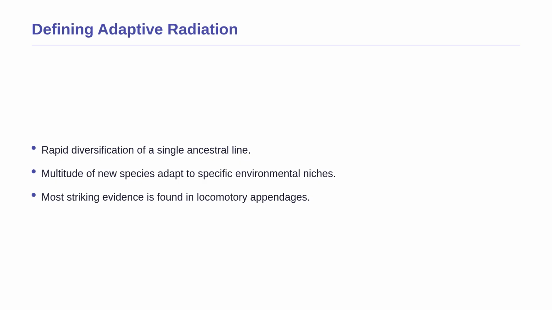Now that we have a conceptual understanding, let us look at the formal definition. In evolutionary biology, adaptive radiation is defined as the rapid diversification of a single ancestral line into a multitude of new species. Each of these new species becomes adapted to a specific environmental niche. For mammals, the most striking evidence of this phenomenon is found right in their locomotory appendages, which are simply their arms and legs. As they moved into different habitats, the physical demands of their environments forced their limbs to adapt in extraordinary ways.